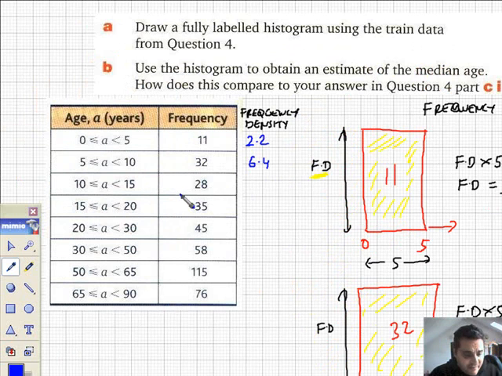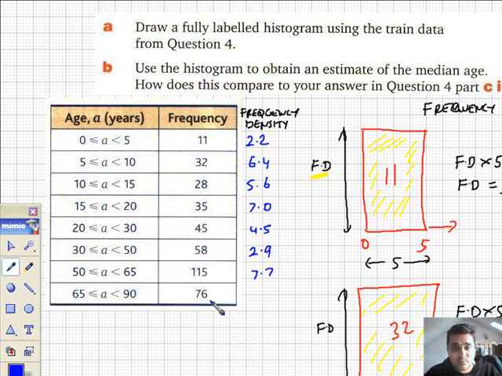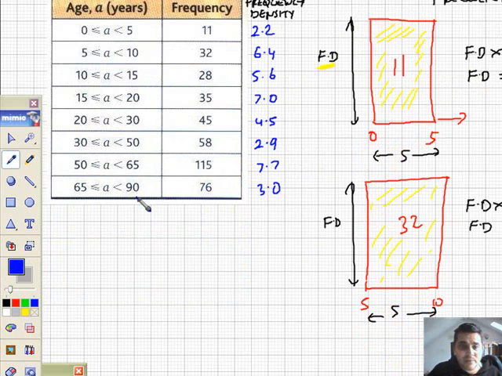I did 28 divided by 5, to read off my answers now, 5.6. 35 divided by 5 is exactly 7, let's call it 7.0. Then I did 45 divided by 10, which is clearly 4.5. Then I did 58 divided by 20, that was 2.9. I did 115 divided by 15, which came to 7.7 to one decimal place, and finally I did 76 divided by 25, and I got 3.04. Anyway, 3.0 to one decimal place, and these would be my y-axis, and this will be along my x-axis.